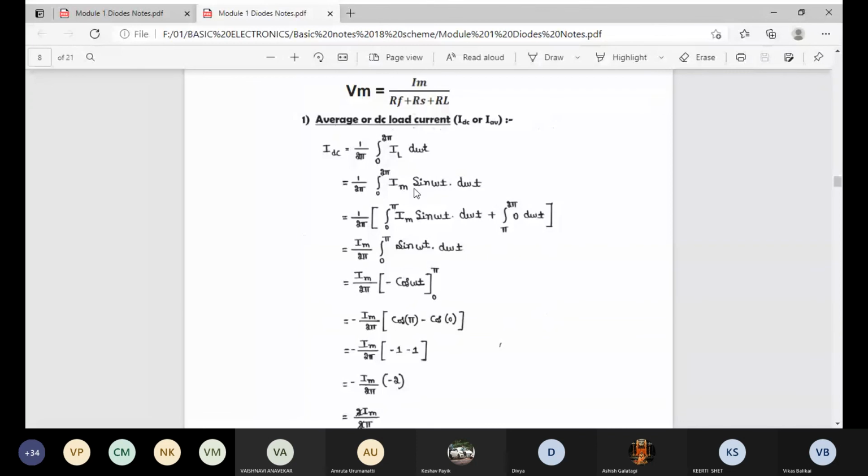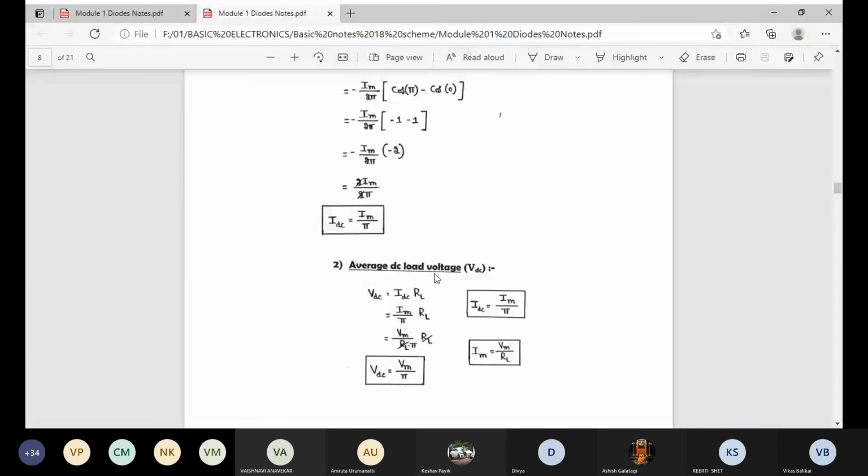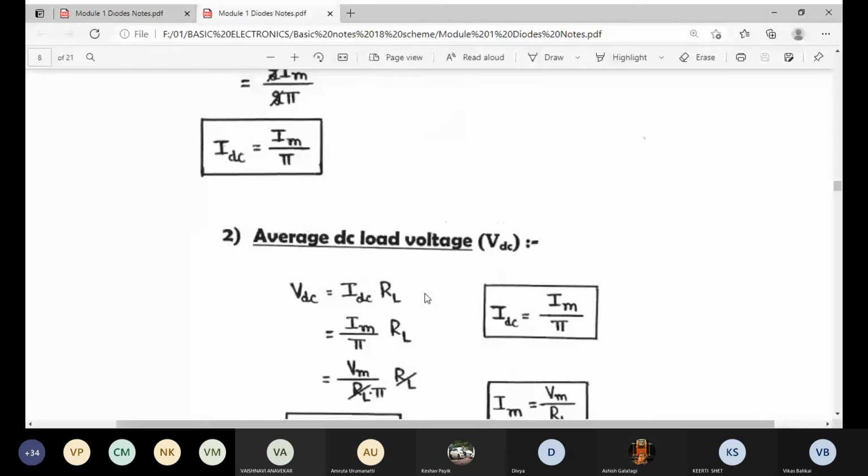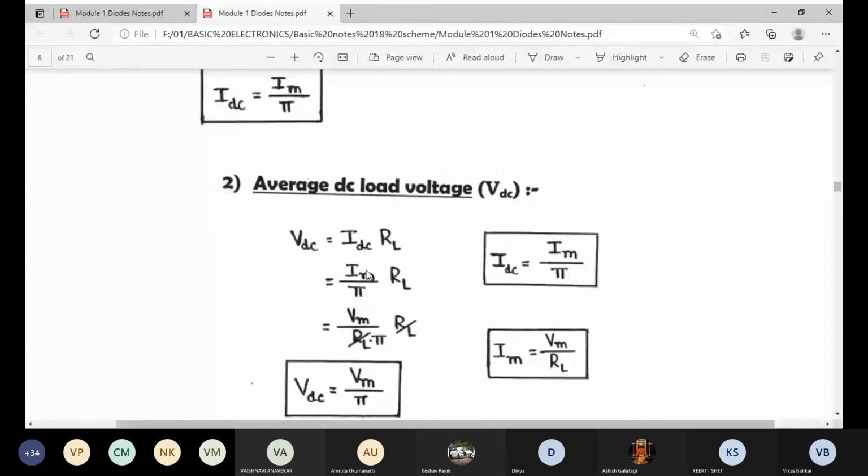Now on the same line, can we calculate average load voltage? We calculated load current, so how can we calculate load voltage? VDC is equal to IDC multiplied by RL. IDC is what I just obtained, Im by pi. I substitute Im by pi multiplied by RL. Im by RL is nothing but my Vm. So finally I'm going to get Vm by pi. So VDC is Vm by pi, IDC is Im by pi. These two things you should remember.